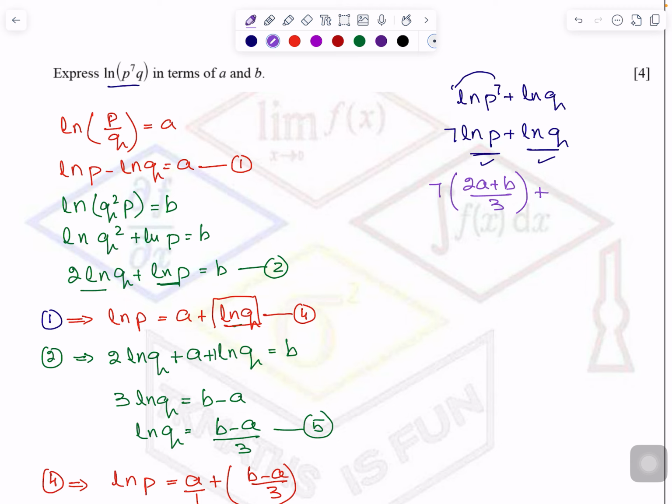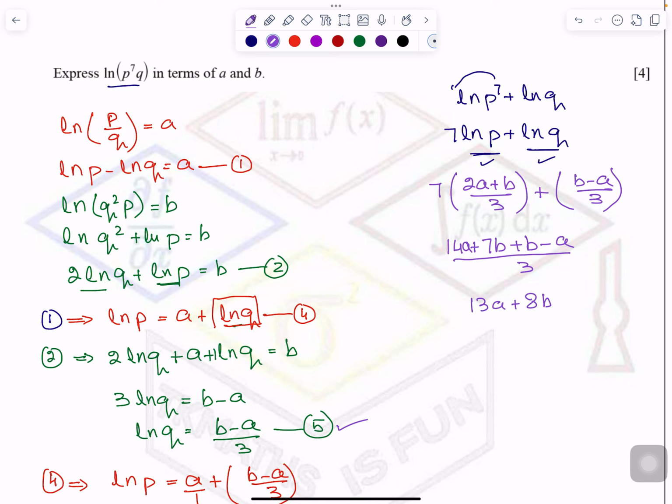And what was ln q? Ln q from equation 5 is (b − a)/3. And then I will simplify, because the denominator is the same, so I can multiply the numerator with the bracket: 7(2a + b) + b − a. Denominator is the same, so I don't need to worry about it. So it is 14a, so it is (13a + 8b)/3. So finally we have expressed this ln p²q in terms of a and b. This is what the question was asking, or what was required.